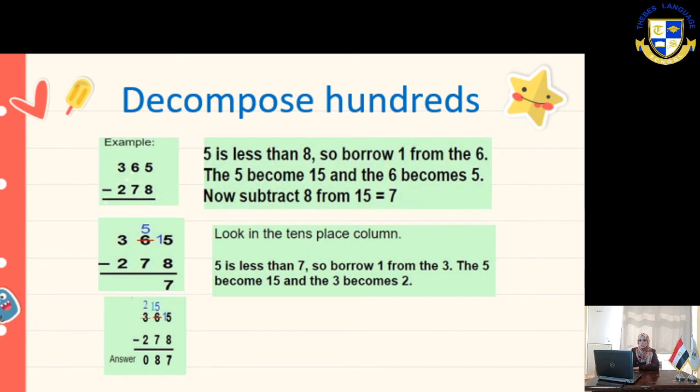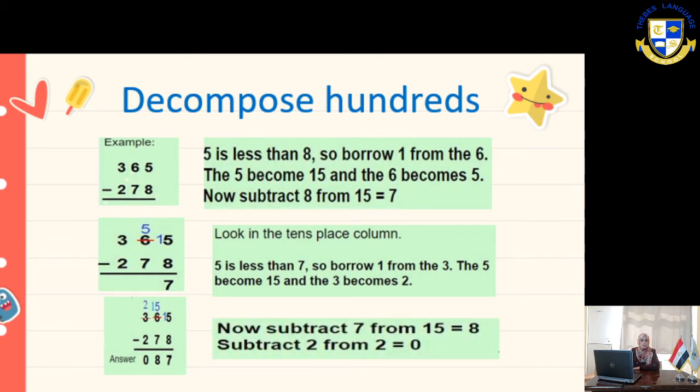The hundreds is not 3 minus 2. It's 2 minus 2. 2 minus 2 equals 0. So the answer is 87. This is how you do regrouping 2 times. From your book, page 81.